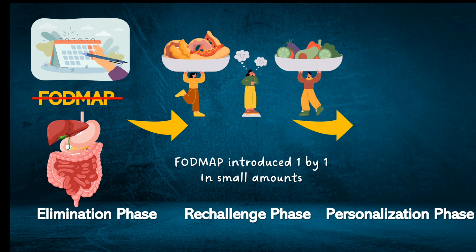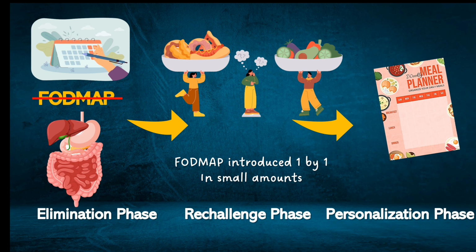Personalization phase. In this phase, individuals can create their own customized low FODMAP diet by incorporating moderate to high FODMAP foods in small amounts based on their tolerance levels. This phase helps individuals find a balanced and diverse diet that meets their nutritional needs while also managing their gastrointestinal symptoms. It is important to note that the FODMAP diet should only be followed under the guidance of a registered dietitian, as it may result in inadequate nutrient intake if not properly planned.